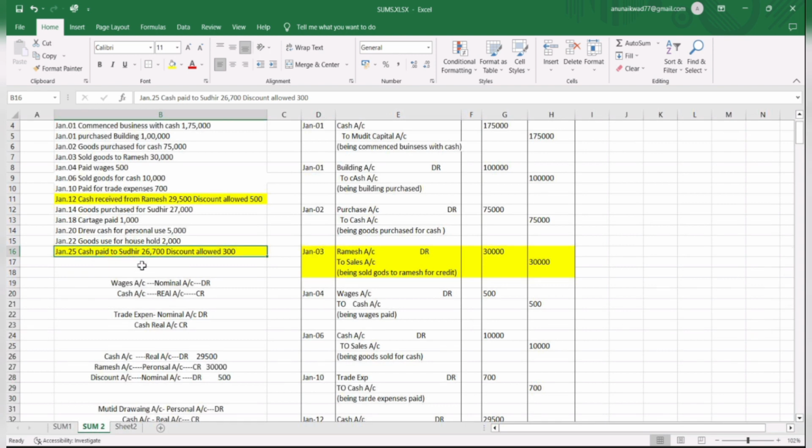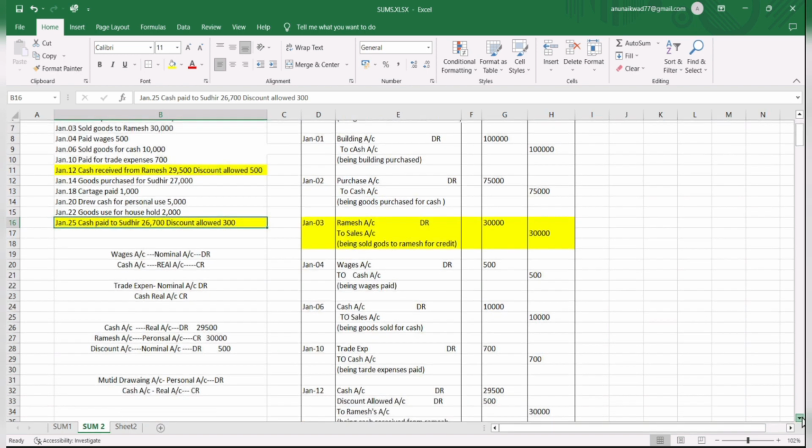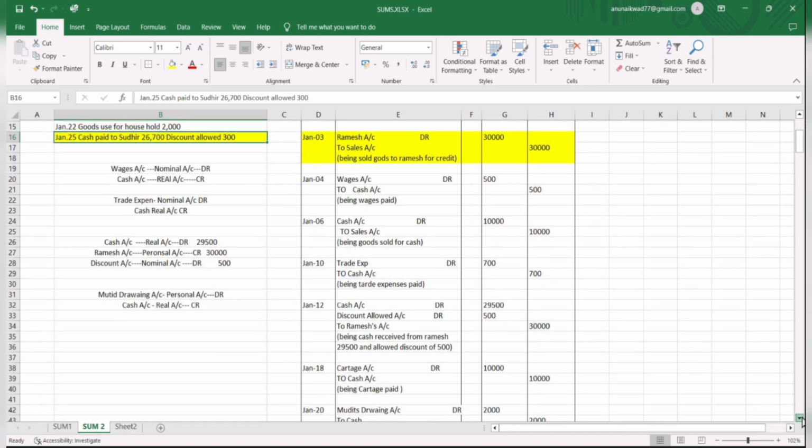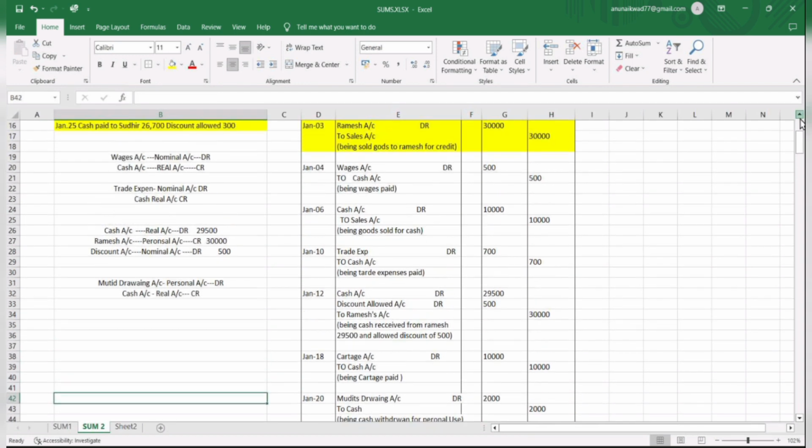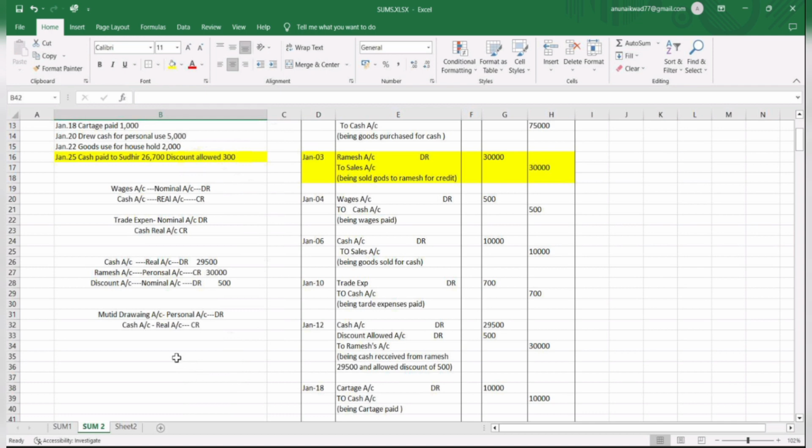So cash paid to Sudhir, we are paying the cashier 26,700. This is our transaction with Sudhir, which was of 27,000 rupees. Now we are paying him only 26,700. He is allowing us a discount. So let us note down what all accounts come into consideration. One is our cash account because we are paying it. Next is Sudhir's account because we are paying it to him, and we are receiving discount.